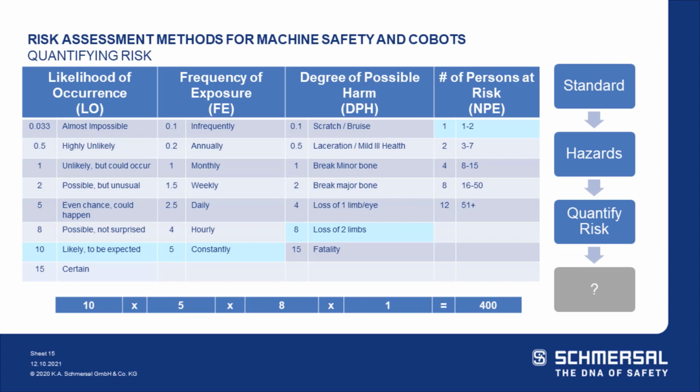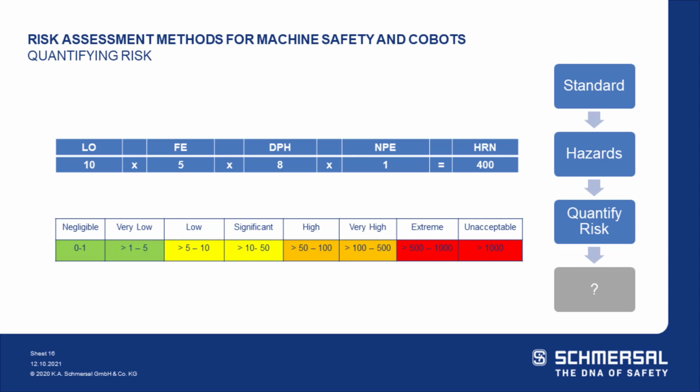Now, the number of persons at risk, that's an easy one. That's 1 or 2, so that one shouldn't cause any problems. So if we take 10, we take 5, we take 8 and 1, we multiply them, we get 400. Okay, great. But what does 400 mean? So what is 400? Now we've quantified the hazard associated with the example we showed in the beginning.